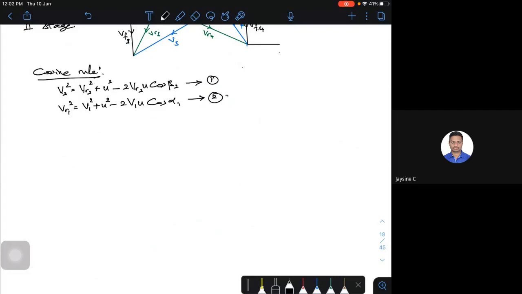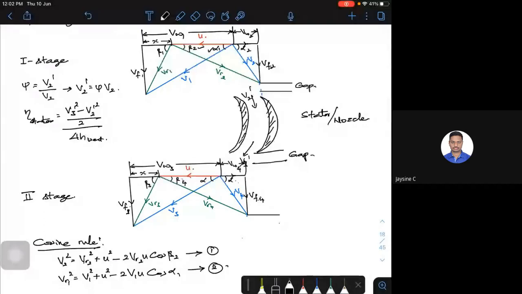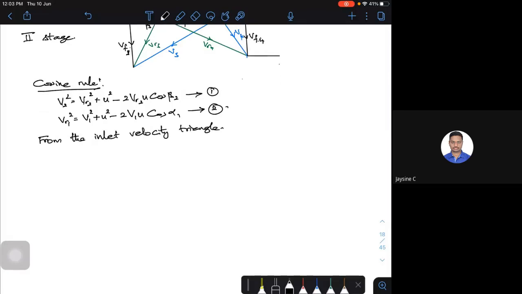Now similarly, from the inlet velocity triangle, cos beta 1 is equal to x divided by VR1, which is equal to VW1 minus U divided by VR1. Let me call this equation 3.